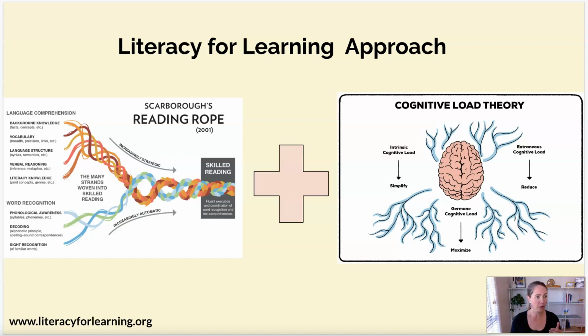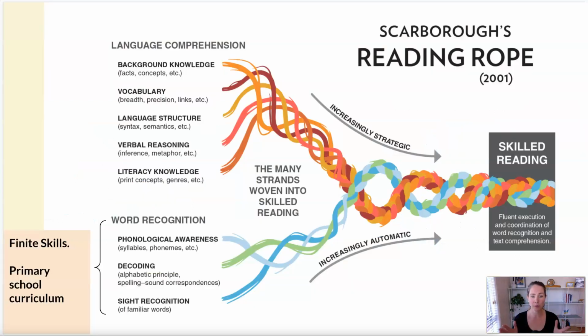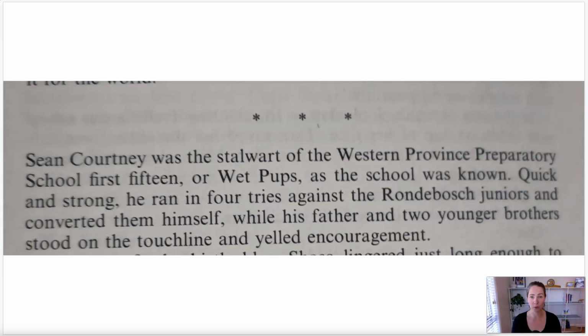All right, so now that we understand those, we're going to start with Scarborough's reading rope, and in particular, we're going to look at background knowledge, because there are a lot of misconceptions that relate specifically to that element of the rope. Now, I'm reading Rage by Bryce Courtney. He's a brilliant writer, and I love his work. I love the novel. Sometimes I even have a visceral response to the way that he describes things, and I'm learning a lot about South Africa.